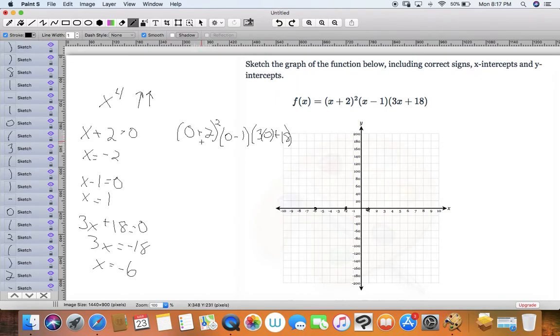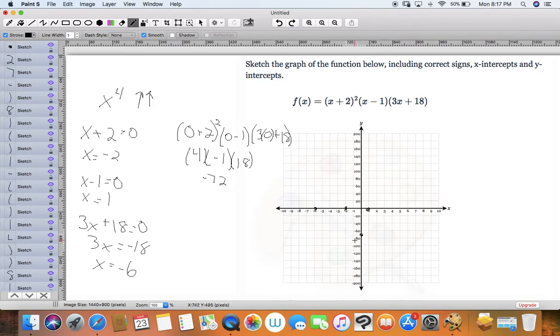Okay, so when we solve that, 0 plus 2 is going to give us 2, and then 2 squared is 4. 0 minus 1 is a negative 1, so we've got 4 times negative 1. 3 times 0 is 0. 0 plus 18 is 18. And when we multiply 4 times negative 1 times 18, we get negative 72. And again, that's finding our y. We plug 0 in for our x's. So that's going to be somewhere around there.